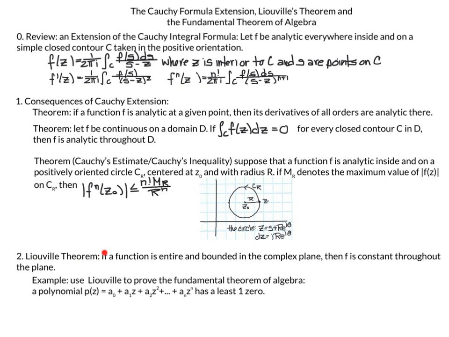But as an example of this theorem, we're going to use this theorem to prove the fundamental theorem of algebra, which says if you have a polynomial, p(z) is equal to a0 plus a1 z plus a2 z squared up to an z^n, then it has at least one zero. And that's our overview of this video.